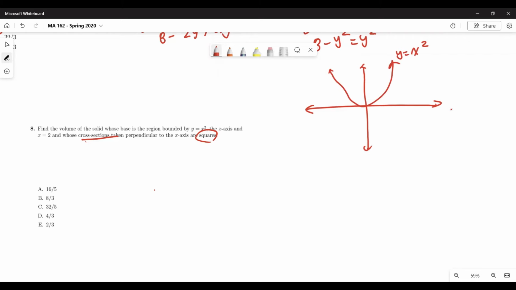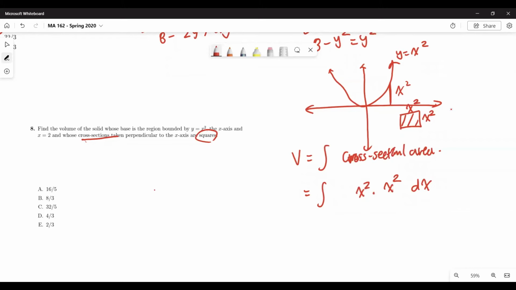When you want to find the volume, this is the same as volume equals the integral of cross-section area. We are given that the cross-section is perpendicular to the x-axis. So this is x squared, and the cross-section is a square, meaning x squared by x squared. That makes the cross-section area x squared times x squared dx, from 0 to 2. So the upper bound is 2 and the lower bound is 0. So this is the integral from 0 to 2 of x to the 4th power dx, which is x to the 5th over 5 from 0 to 2. This just becomes 32 over 5. So the answer is C.